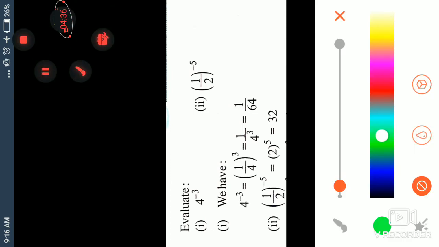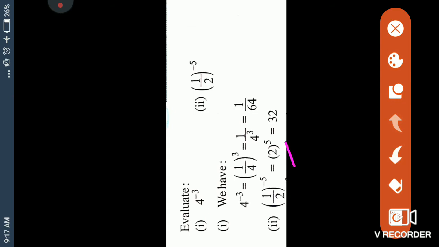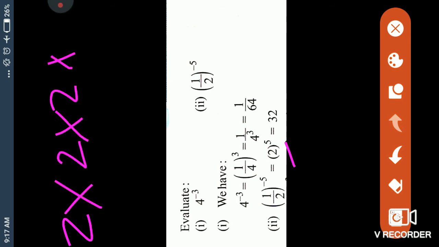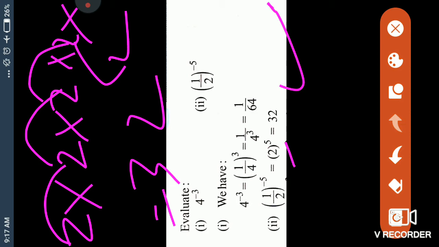Understand? The next one is 1 upon 2 to the power minus 5. So we will change it: 1 upon 2 will become 2 and the power will be positive. So 2 to the power 5 means we write 2 five times. 2 times 2 is 4, 4 times 2 is 8, 8 times 2 is 16, 16 times 2 is 32. This is the answer. Understand?